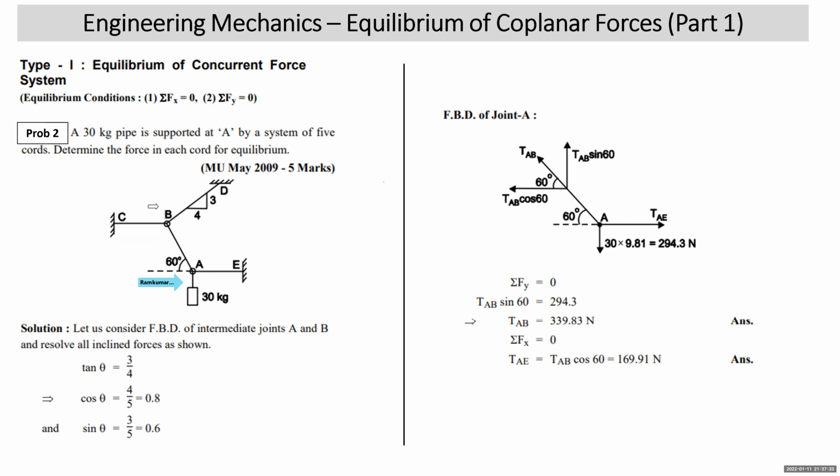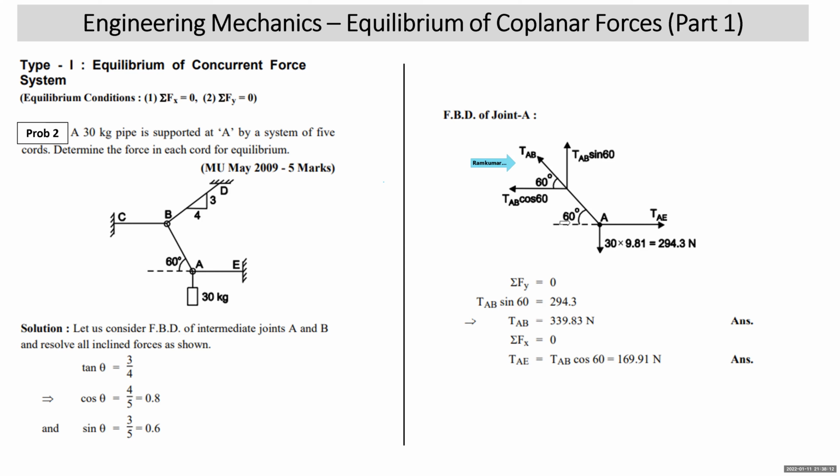There is no rule whether you have to start from the FBD of joint B or from the FBD of joint A. So ideally we should start from the FBD of joint A, as you can see over here. I have started from the free body diagram of joint A. At A, weight will act, which is the 30 kg pipe weight, acting vertically down, 30 into 9.8 is 294.3. On this side, there is a cord or string, namely AE. So tension in cable AE will be away from A in the direction of the cable. On this side, tension in the cable AB will be away from joint A in the direction of the cable.